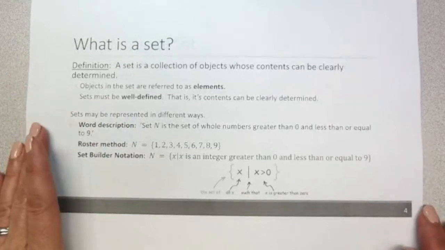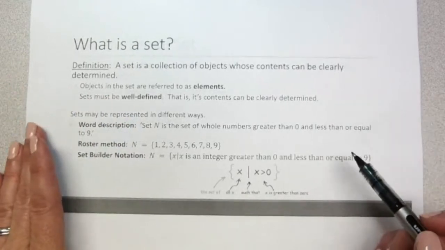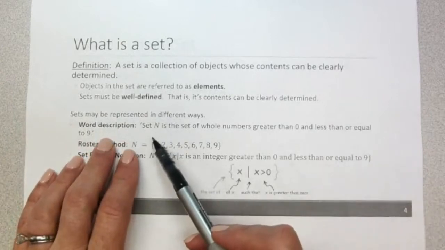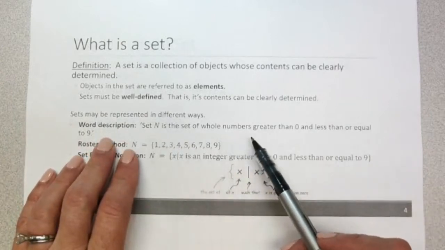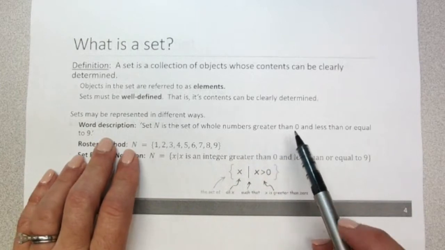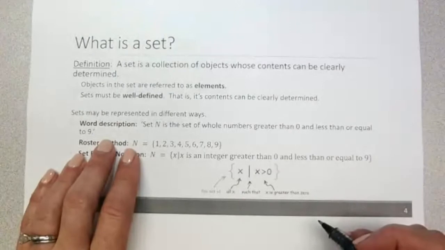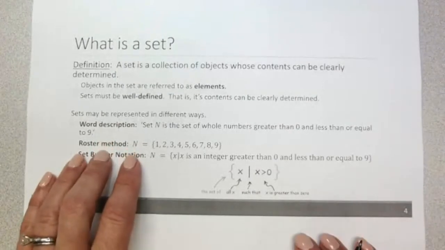All right, we can represent sets different ways. We can represent sets as a word description. An example here says the set of N is a set of whole numbers greater than 0 and less than or equal to 9. Another method to represent sets is the roster method.